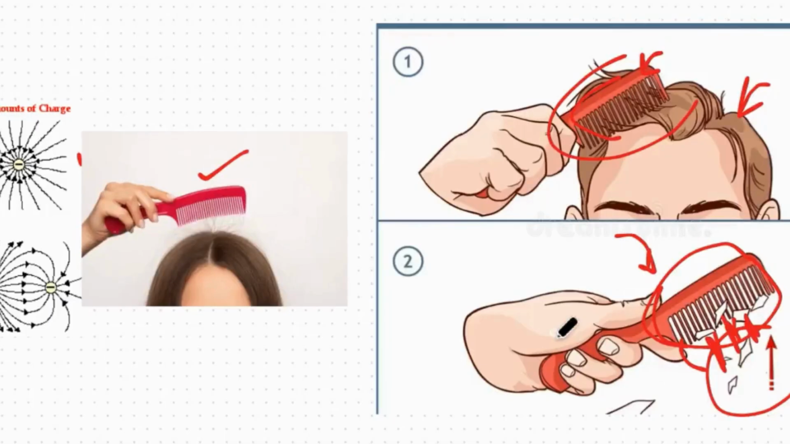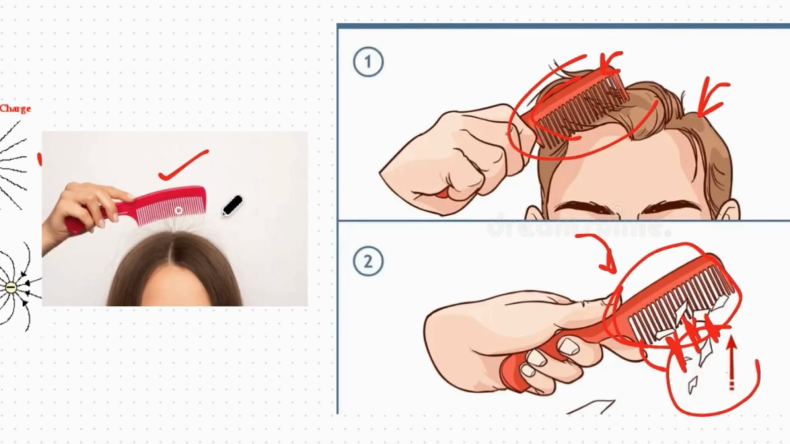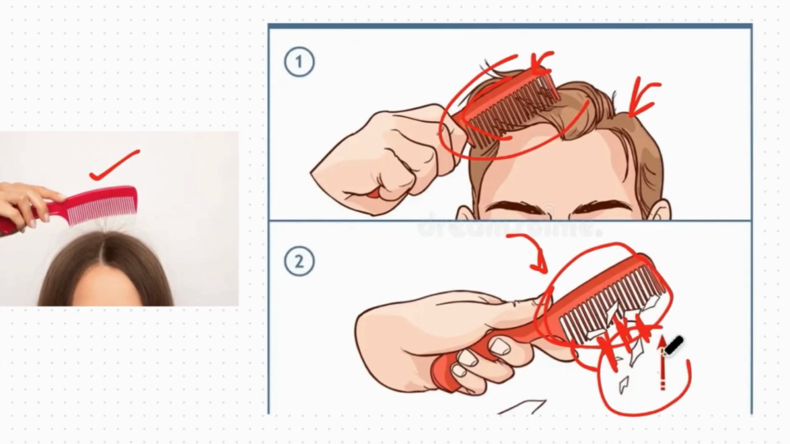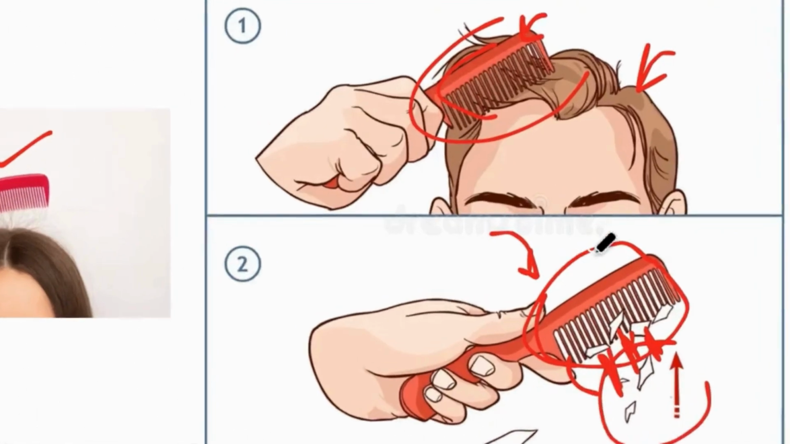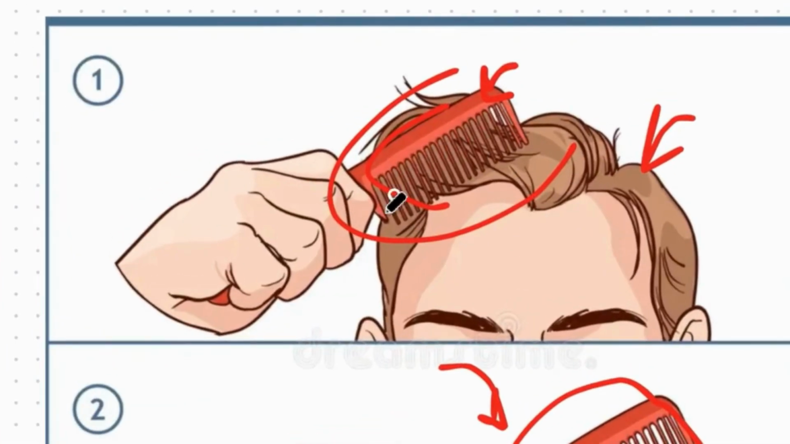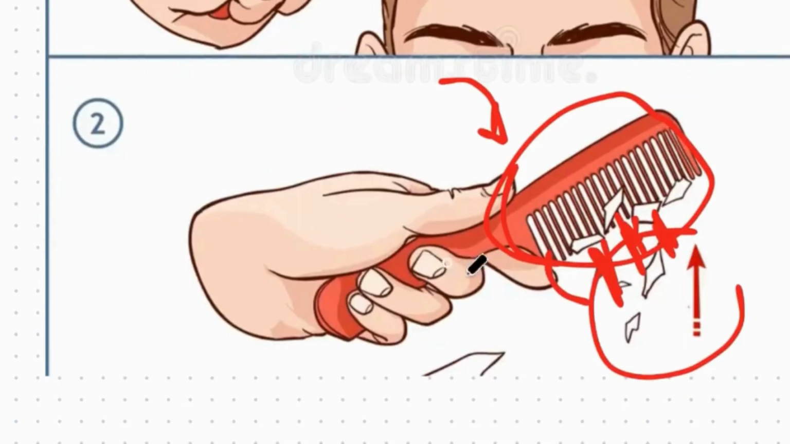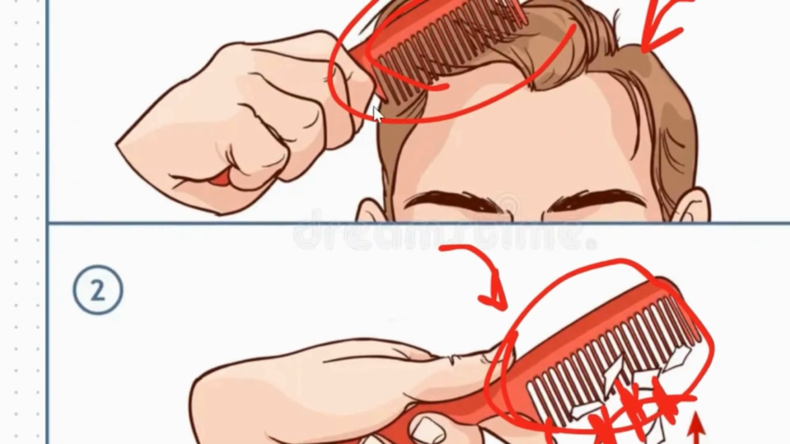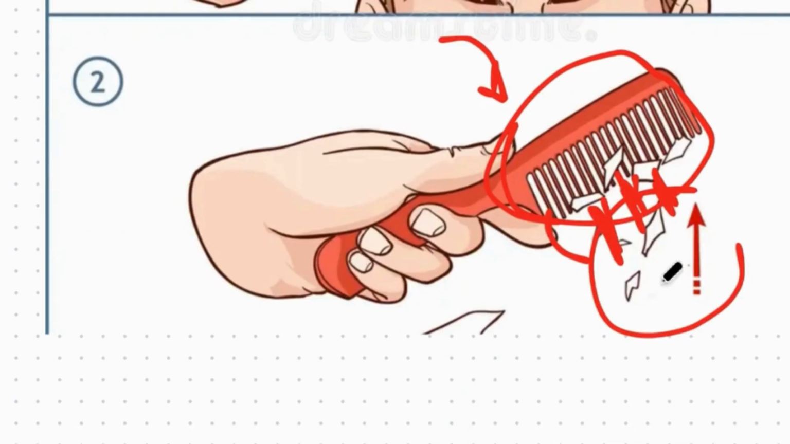Okay, let's conclude whatever we have learned till now with the real life example of a comb and hair with these small pieces of paper. So you have to first rub the comb with dry hair. When you bring it near the small pieces, these small pieces of paper jump toward the comb. So the comb attracts paper without touching it. That's what you concluded from this: when you rub this comb and bring it close to these paper pieces, they jump toward the comb.